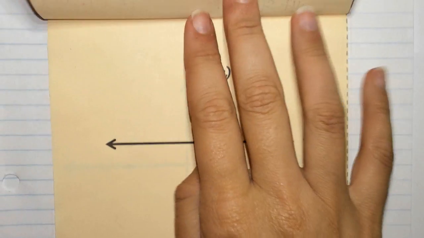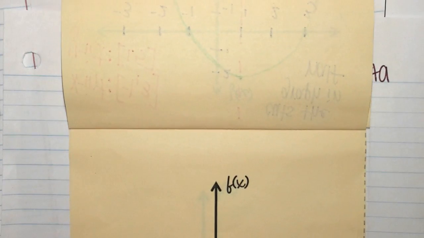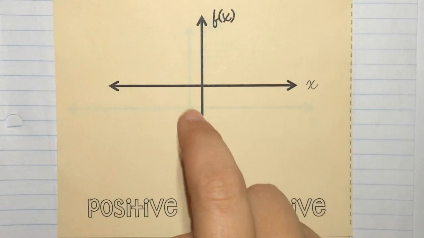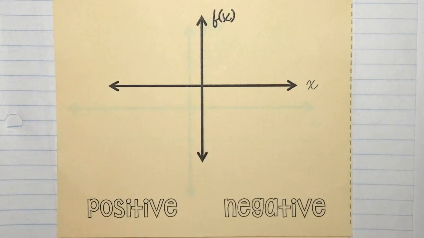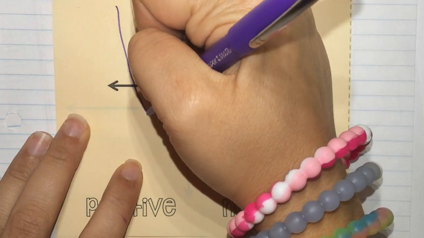Alright, open to the next flappy, positive and negative. So positive means when it's above the x-axis, negative means when it's below the x-axis because it depends on y. So our graph this time is going to be a super fun graph, and it's going to look like this.